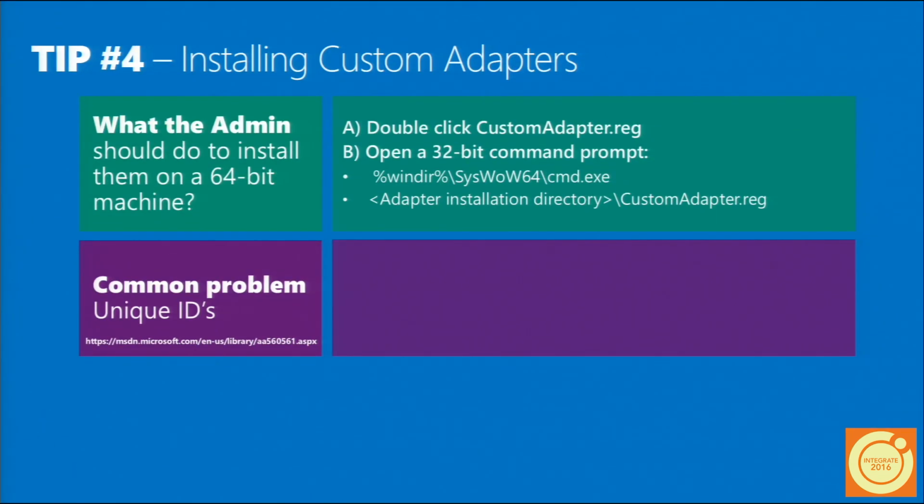Okay. I talk about installing custom adapters and the problems with unique IDs. To install a custom adapter is easy. You have this reg file, you double click, and it installs. But you remember that all the new environments are 64 bits, and the console is 32. So you also need to open a 32-bit session and execute the reg file, to install the 32-bit edition as well.